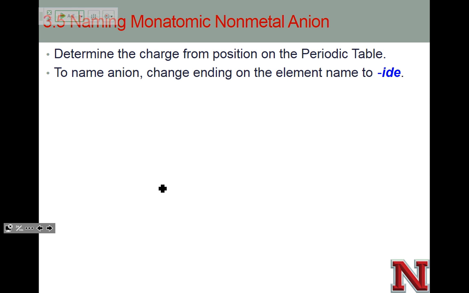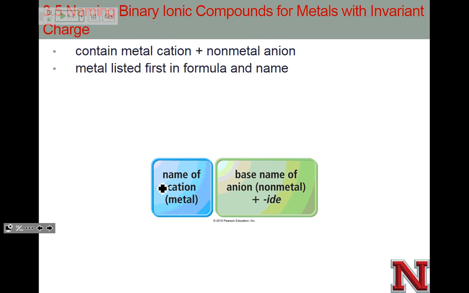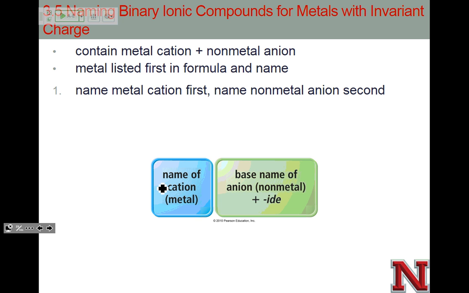So when we're naming these, all we have to do is determine the charge from the position on the periodic table, name our anion, and change the ending to IDE. So carbide, silicide, phosphide, nitride. As you can see, it's all just changed in name to IDE. And then we just put that together. So you name your metal first and your nonmetal anion second with our ionic compounds.